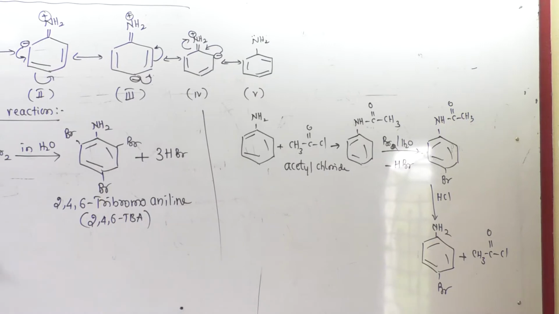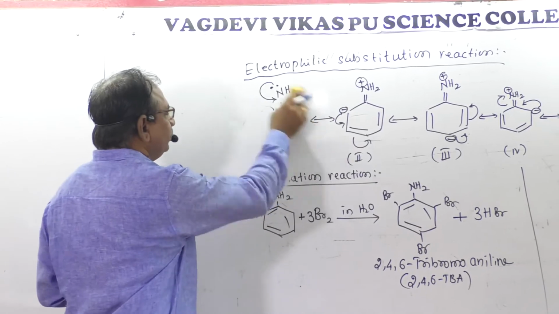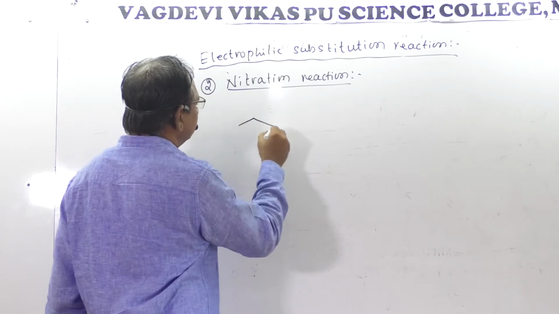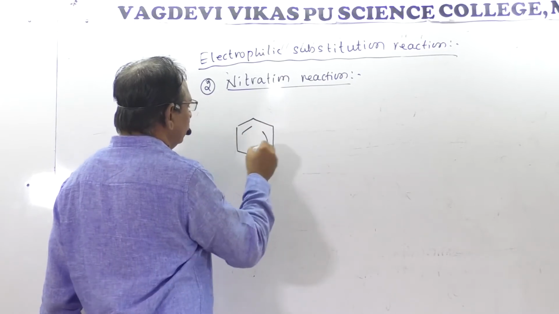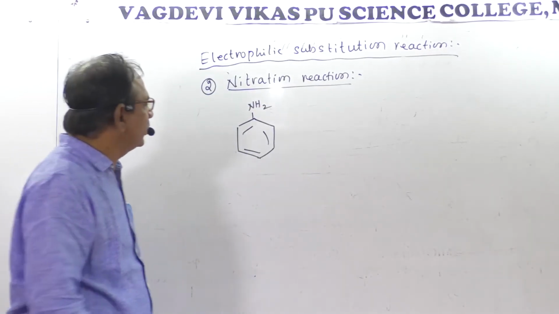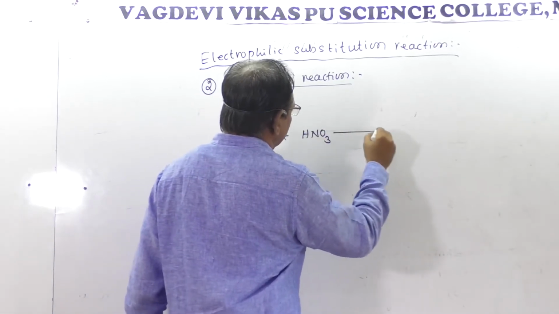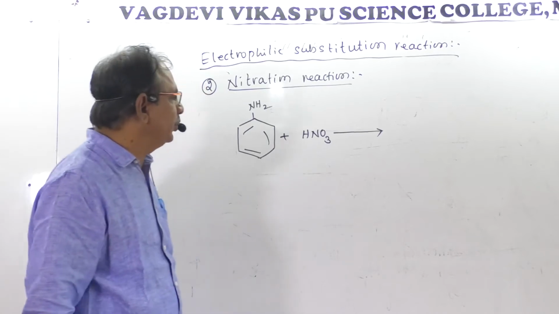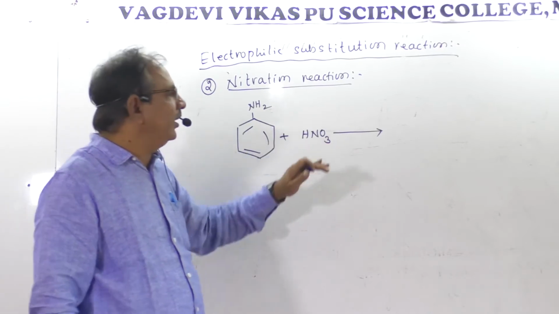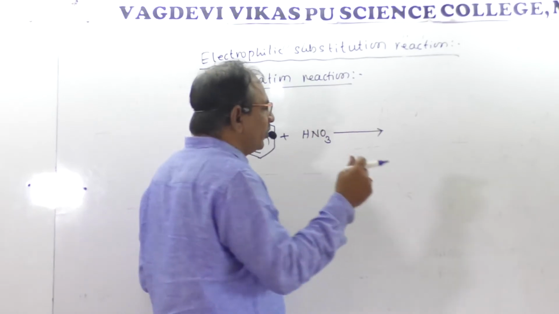Then next is the nitration reaction. The second reaction, that is a very important reaction. So aniline reacts with nitric acid in the presence of H2SO4. But this reaction is a little bit typical compared to the bromination reaction, because here three products are formed.